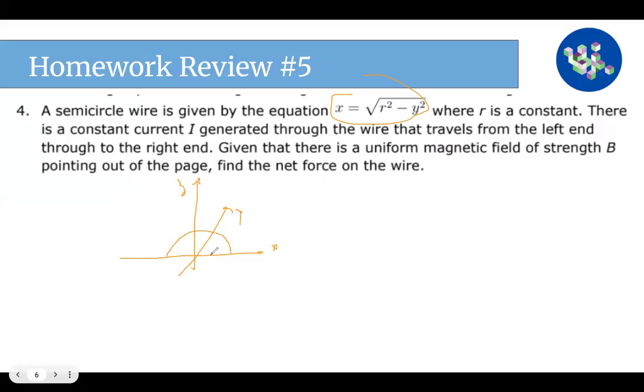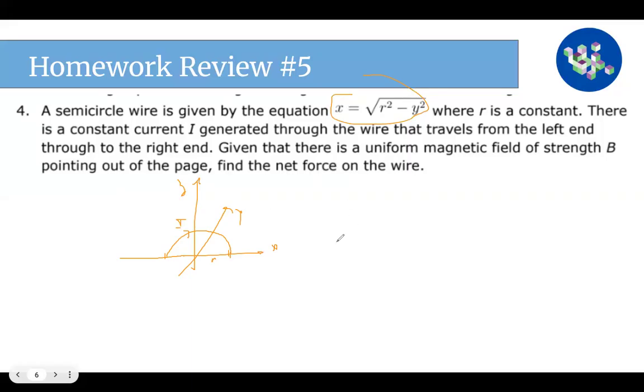That'll be my semicircular wire, and this distance over here is r. Now there's a constant current I generated through the wire that travels from left through the right end. So that's my current I. Remember that this semicircular wire is in the XY plane.